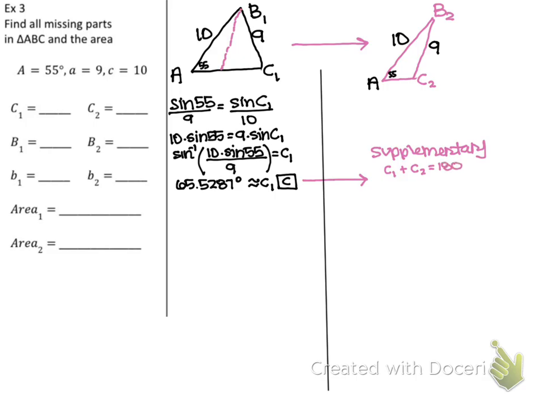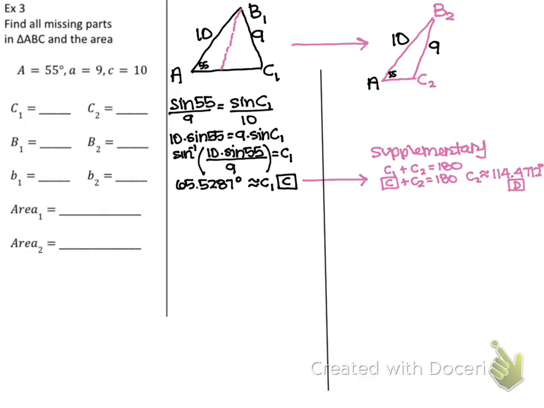Okay, well, C1 I stored as C, plus C2 is equal to 180. So I'm going to do 180 minus what I stored as C, which was my C1 angle. This is going to give me 114.4712 degrees. Not negative, not 0. Okay, I've got a fighting chance. I'm going to store that as D, and then I'm going to come back to it.